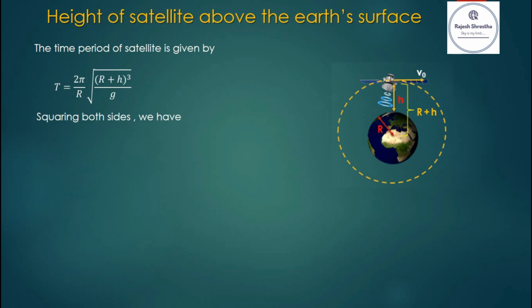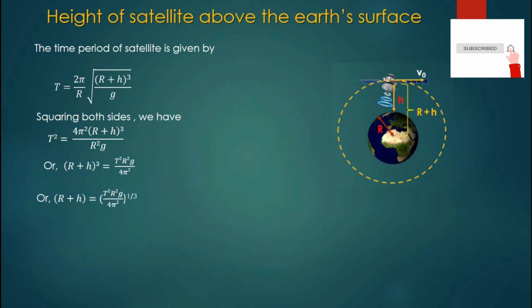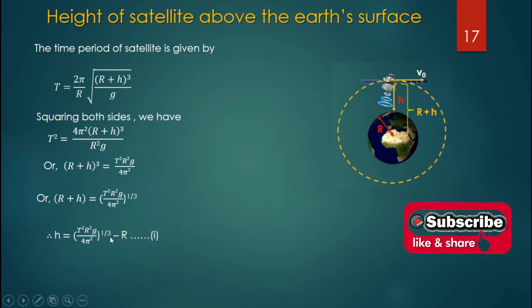So squaring both sides, we have T square equals 4 pi square (R plus h) whole cube divided by R square g. And after solving all these equations we get the required expression for height h equals (T square R square g divided by 4 pi square) whole to the power 1 by 3 minus R, and this equation is the required expression for the height of the satellite. In this way we can calculate the height of the satellite also. Okay.